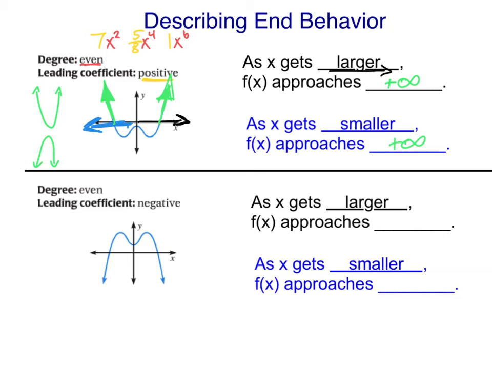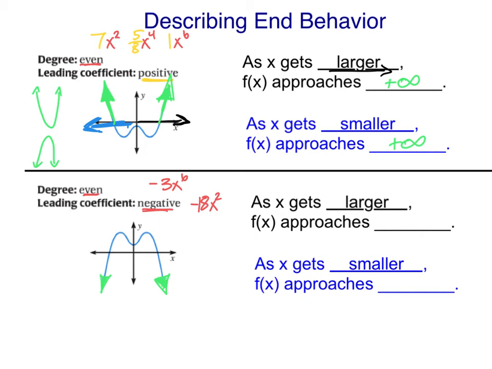And our last one is if it is even, negative. So maybe negative 3x to the sixth would be an even negative function. Negative 18x to the second is an even negative function. Again, right now we're only worried about what's happening there and what's happening there.